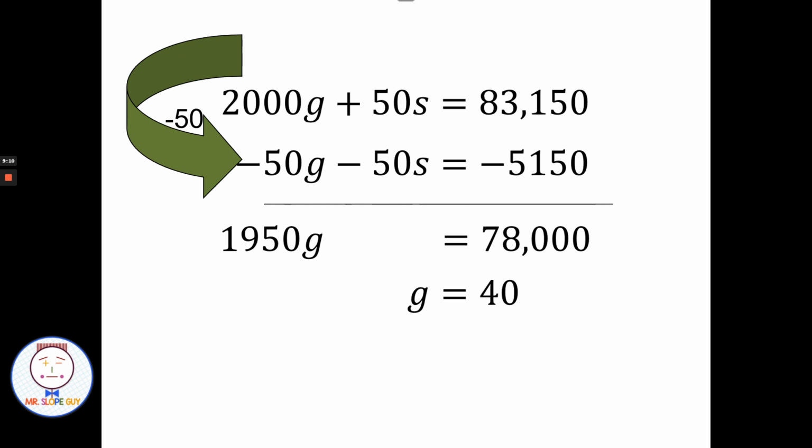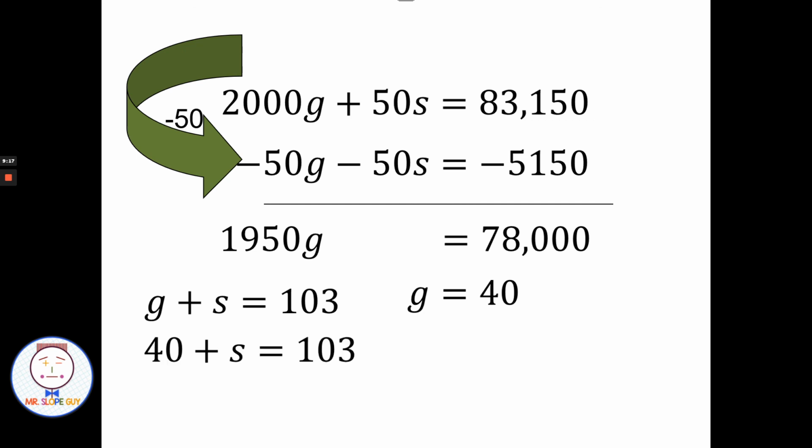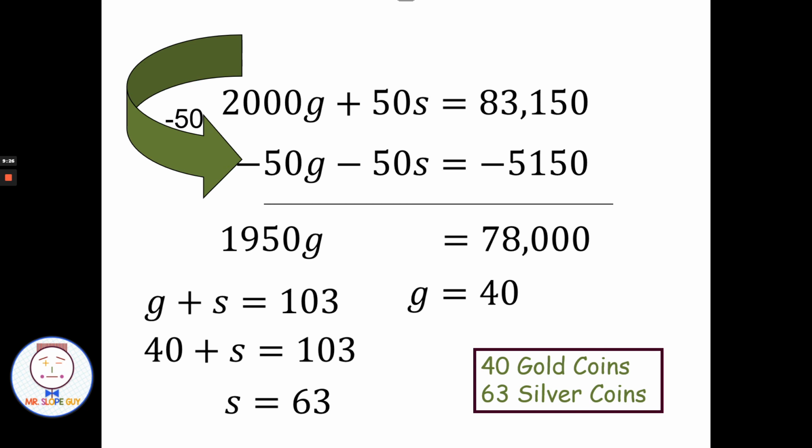Well, I know my number of coins added up to 103, so if 40 of them are gold, how many of them have to be silver? I take 103 minus the 40 from each side, get 63 silver coins. So I must have 40 gold coins and 63 silver coins for Alex.